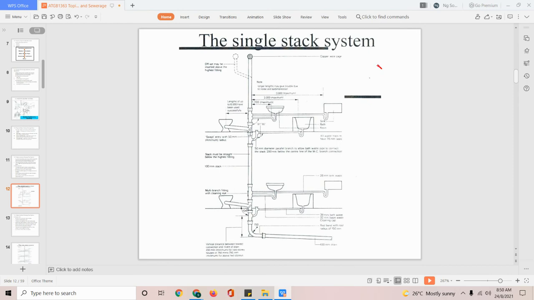So this is how a single stack system will look like. You have your appliances, and in a single stack system, you only have one single line across your house. Let's say this is a landed house, so this is your ground floor and this is your first floor. You only have 2 floors. Because we want to ensure that we do not install too many pipes here and there, we need to have one pipe all the way across.